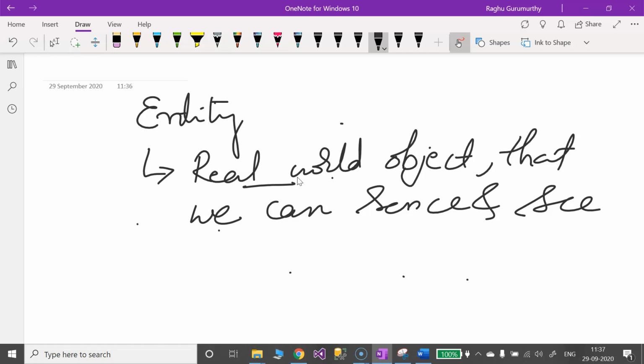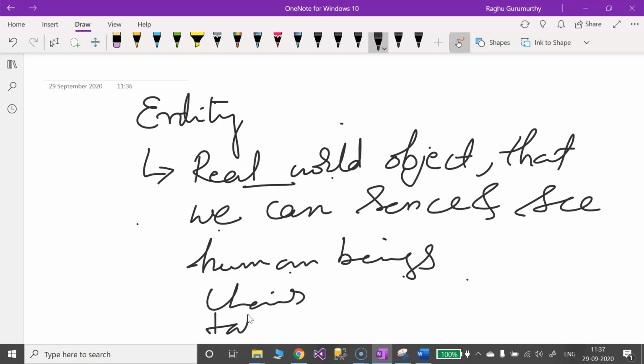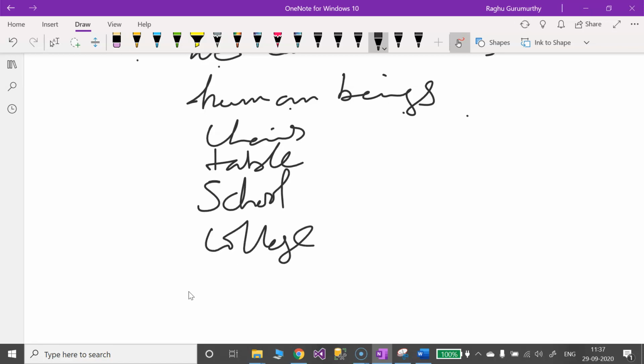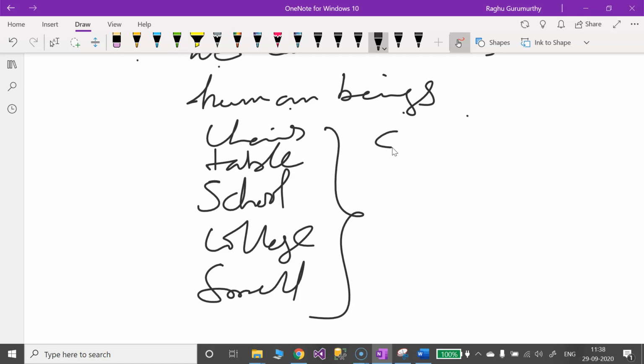So here, an entity is nothing but a real world object like human beings, chair, table, school, college, smell. These are entities, because we are able to sense or see these objects. This is what the entity relationship model, the ER model, is all about.